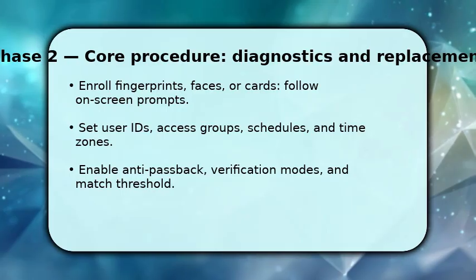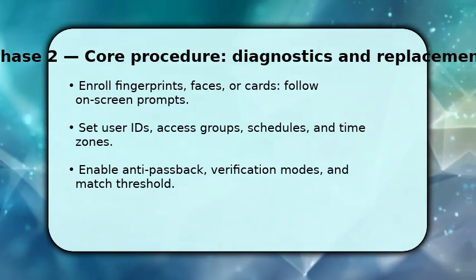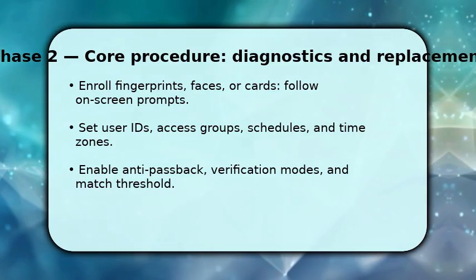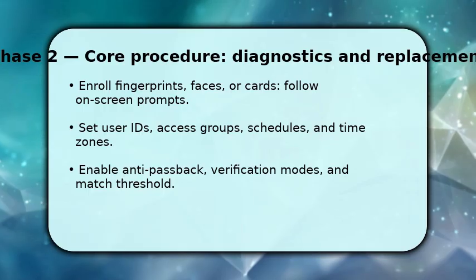You should enroll users immediately, because enrollment affects all downstream rules. Use clean, dry fingers for fingerprints and consistent angles for face captures. While enrolling, assign a numeric user ID and place each person into an access group. This determines schedules and door rights.